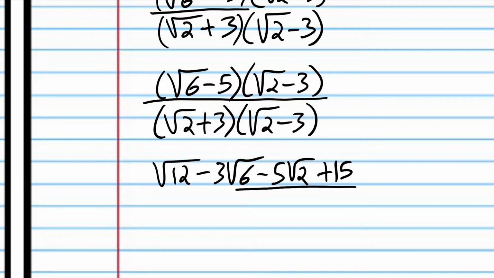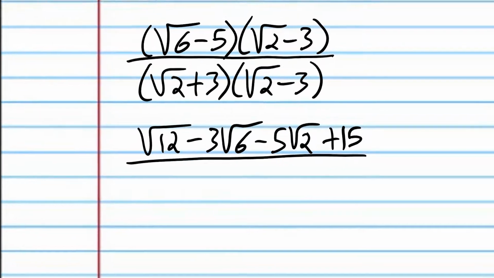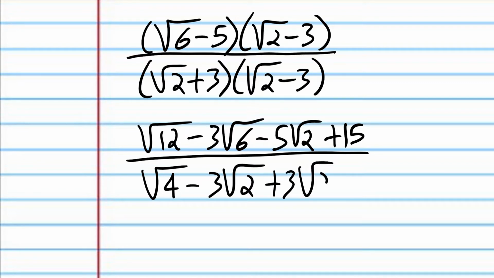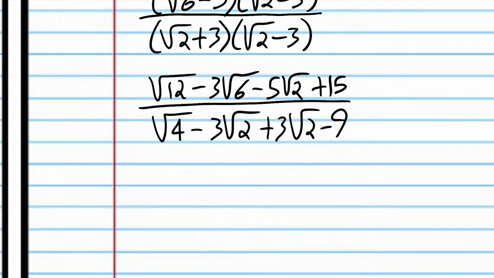So this is more towards what you would actually do if you were attempting this problem. You don't have to show every step. Root 2 times root 2 is root 4. Root 2 times negative 3 is negative 3 root 2. 3 times root 2 is 3 root 2. And 3 times negative 3 is negative 9. So now all we have to do is simplify.